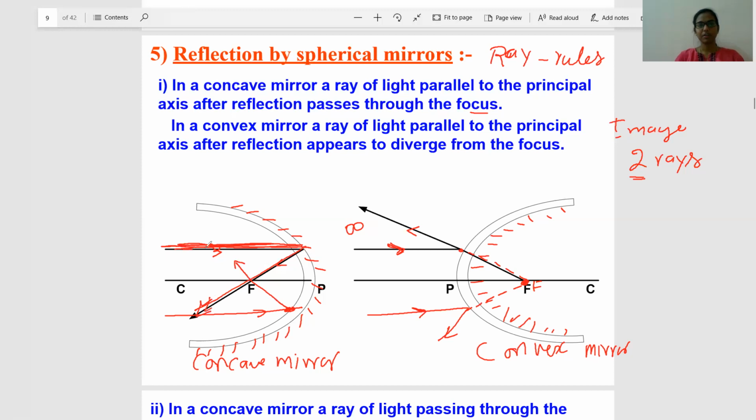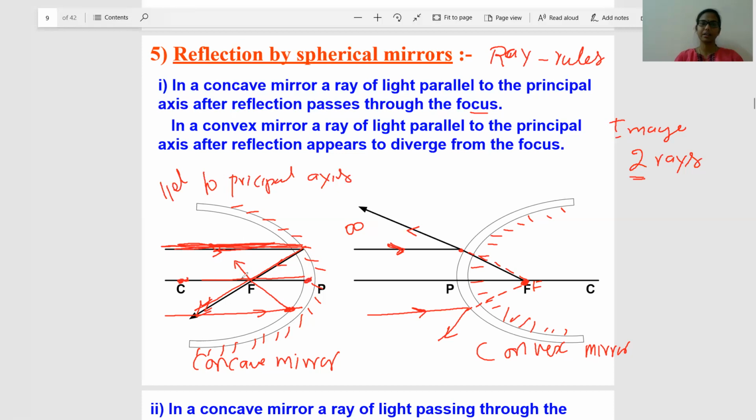From infinity, the rays are parallel. Try to understand: parallel to the principal axis. The ray which is passing parallel to the principal axis. Here the principal axis is CFP. This line is there, no? The line joining the center of curvature to the pole is what we call the principal axis. In the last slide we learned that.